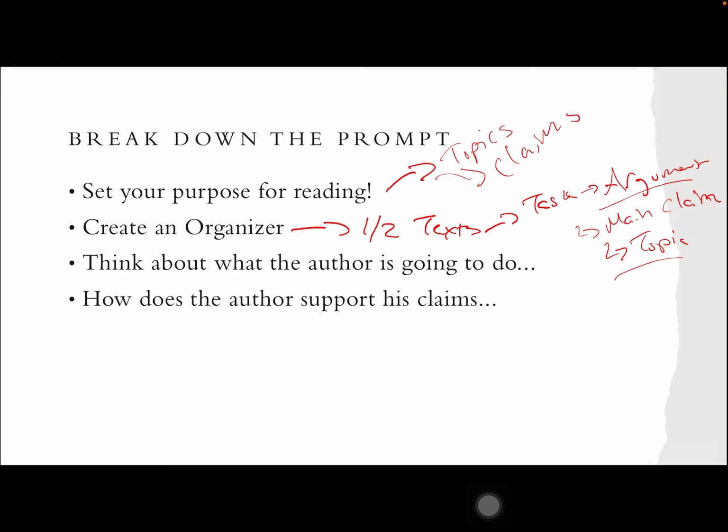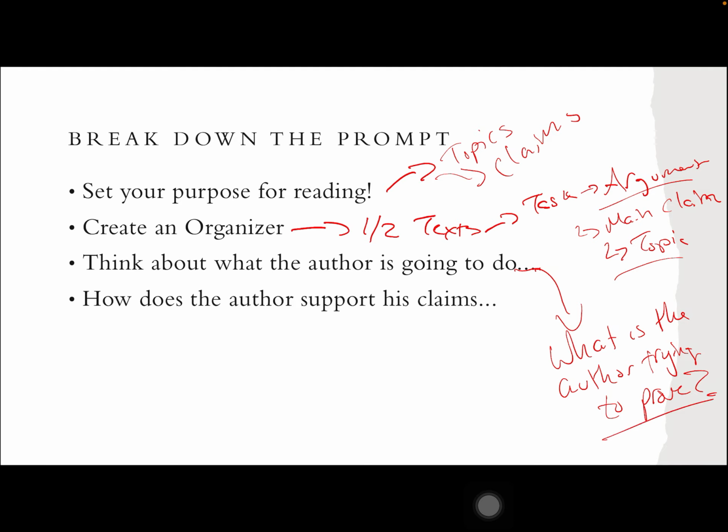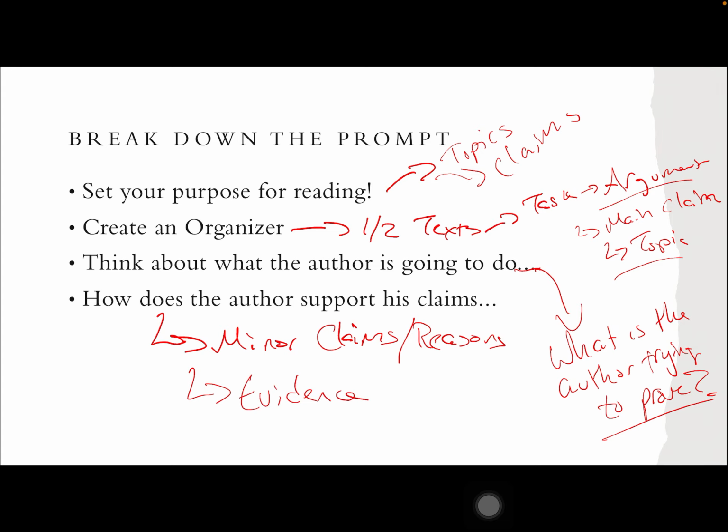We can also think about what the author is going to do, right? For our argument, what is the author trying to prove? And then how does he support the claims, right? What are our minor claims that support our main claim? Minor claims, our reasons. And then what does he use for evidence? Right? What is the evidence in the text that we are looking for?